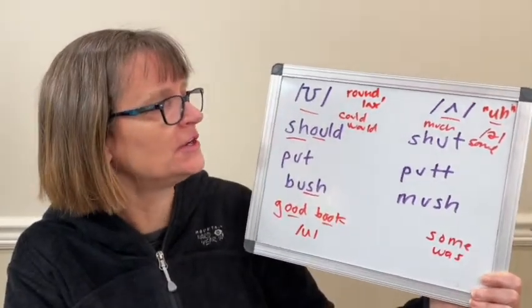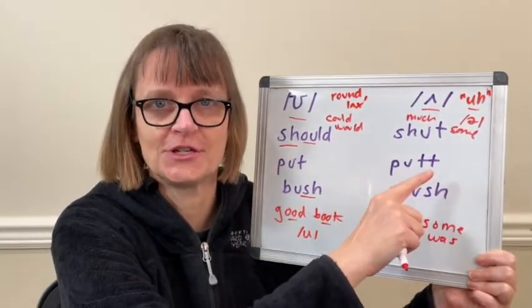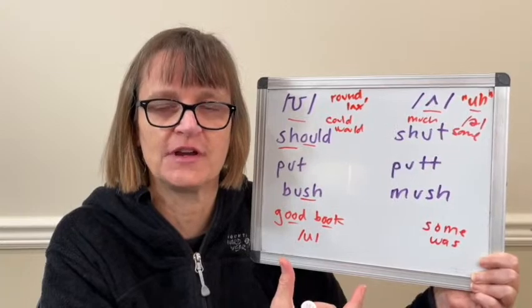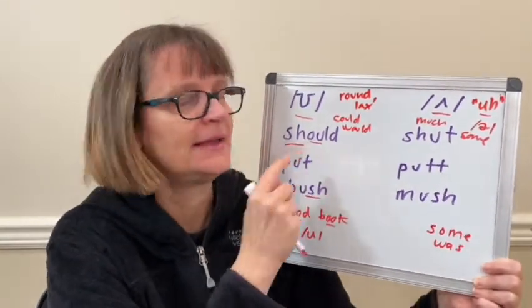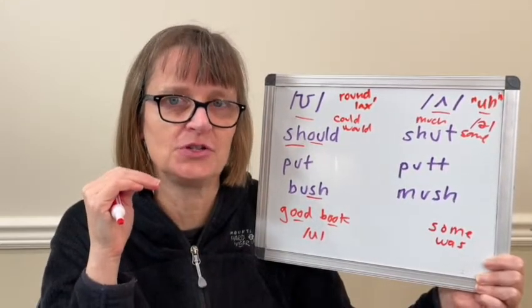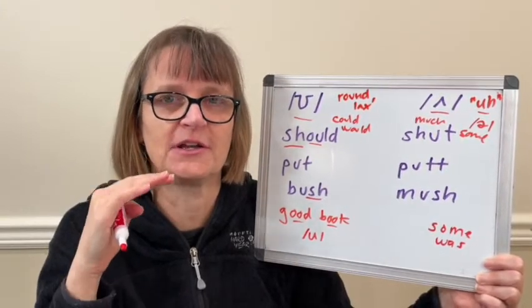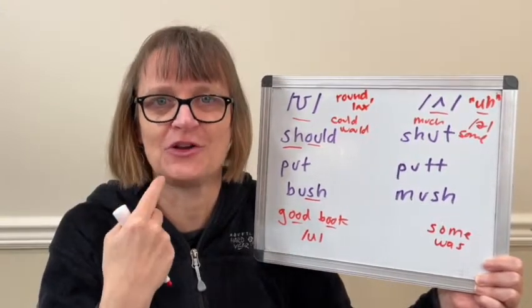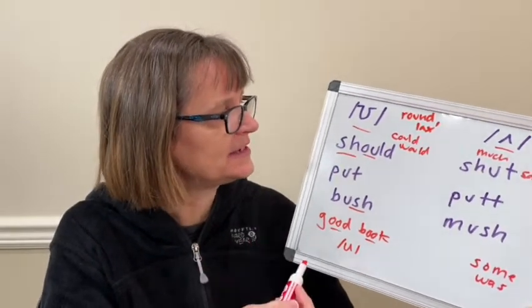So what I want to contrast is how when I'm saying should versus shut, it's a very different sounding vowel and a different shape for my mouth. The vowel is rounded and the back of my tongue is high and lifted. Should. For the shut, my tongue is more central and relaxed and there's no lip rounding. So that's the main difference between these.